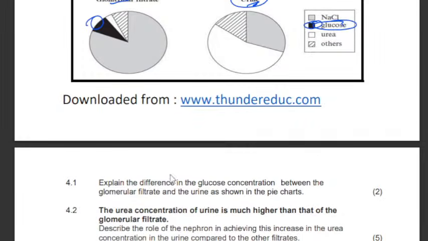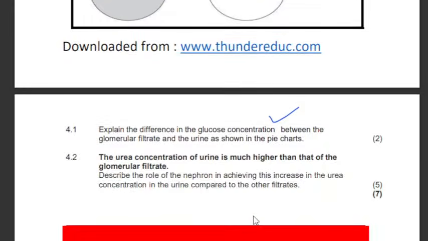Explain the difference in the glucose concentration between glomerular filtrate and the urine. Here there is glucose and here there is no glucose. Therefore, glucose is reabsorbed. All of it is reabsorbed back through the proximal convoluted tubule by active transport. So basically that is the answer that is supposed to be written there.